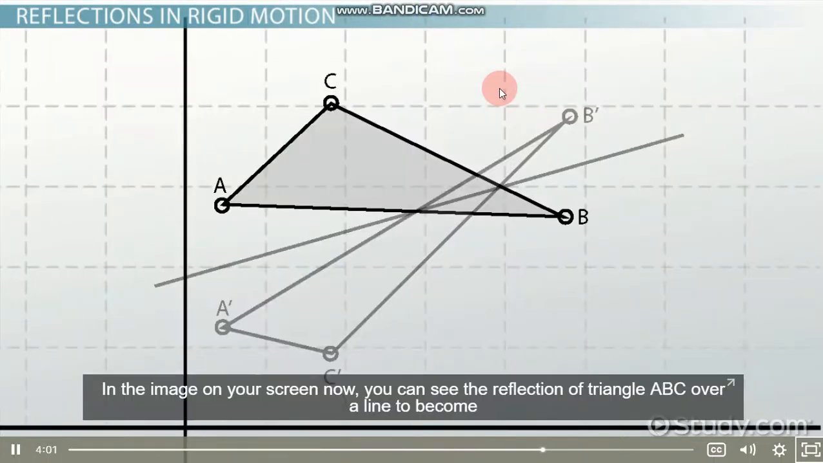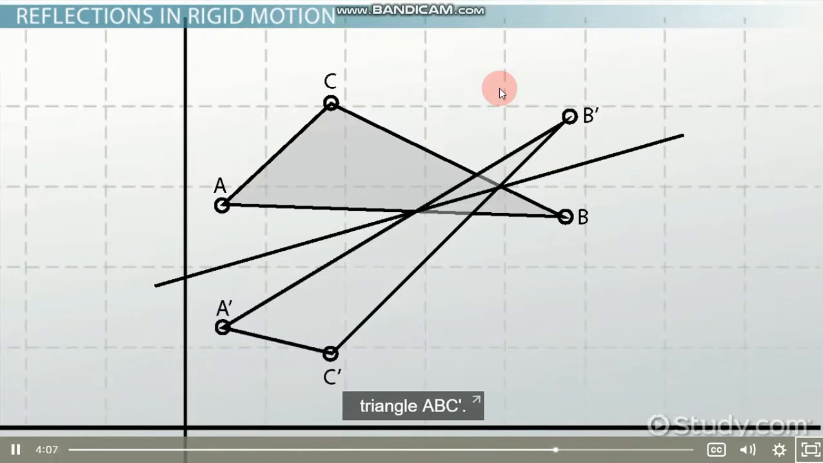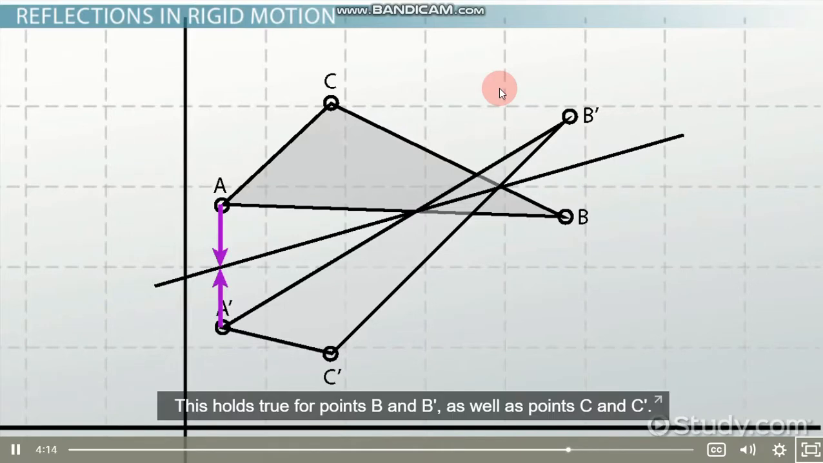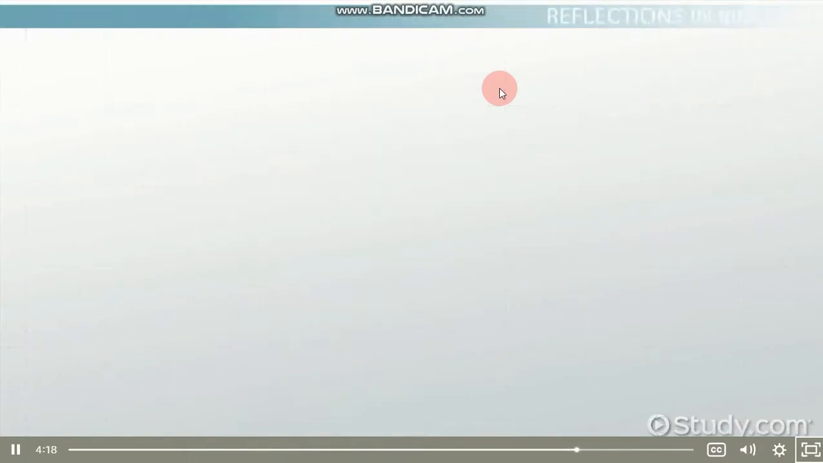In the image on your screen now, you can see the reflection of triangle ABC over a line to become triangle A'B'C'. Point A must be the same distance away from the reflection line as point A prime. This holds true for points B and B prime as well as points C and C prime.